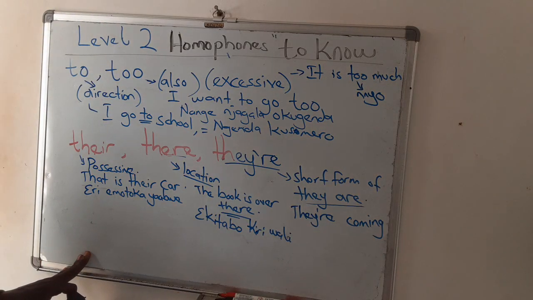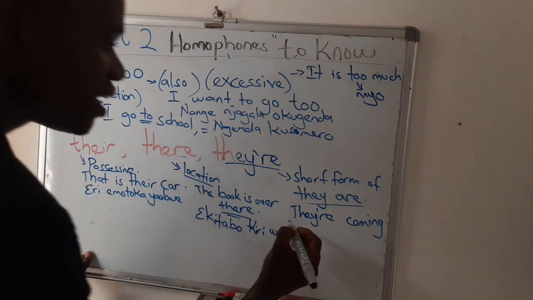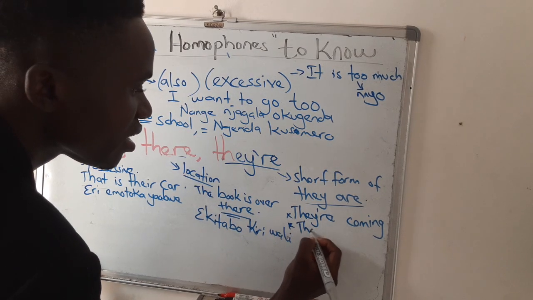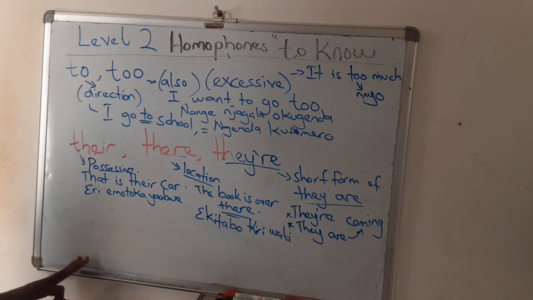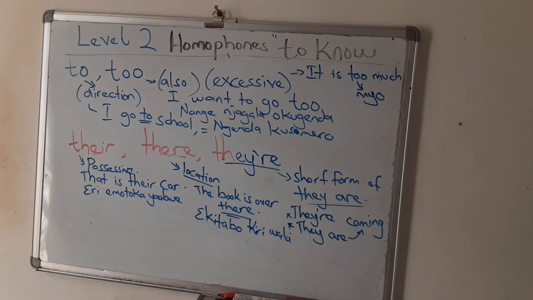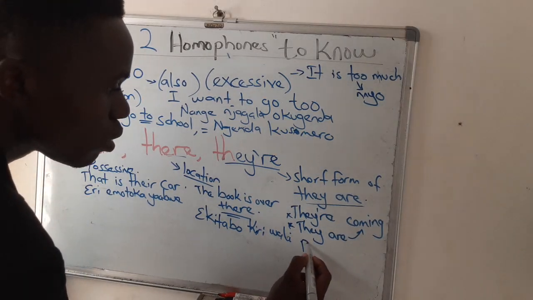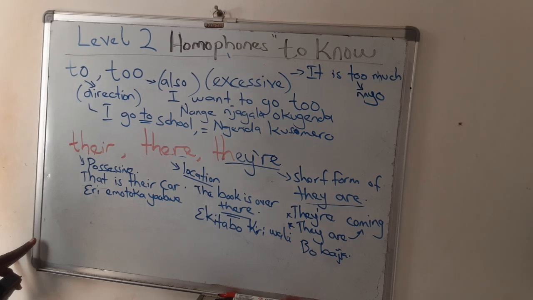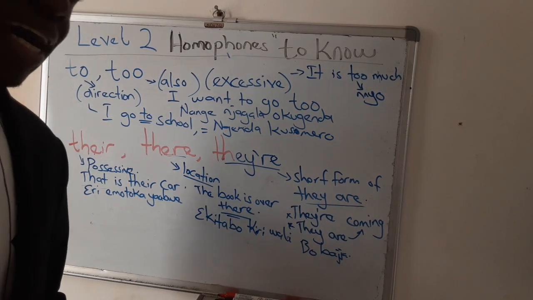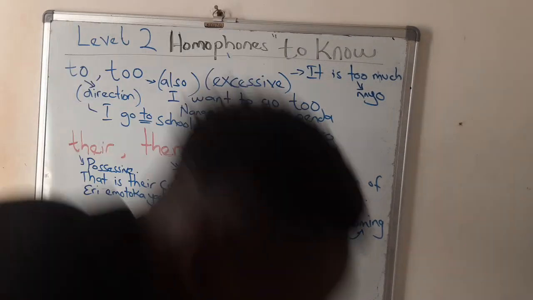Okay? For example, when you say they are coming. They are coming. It means they are doing what? They are coming. Mu Luganda tugamba bo bajja. Bo bajja. They are coming. Are we together? Good.